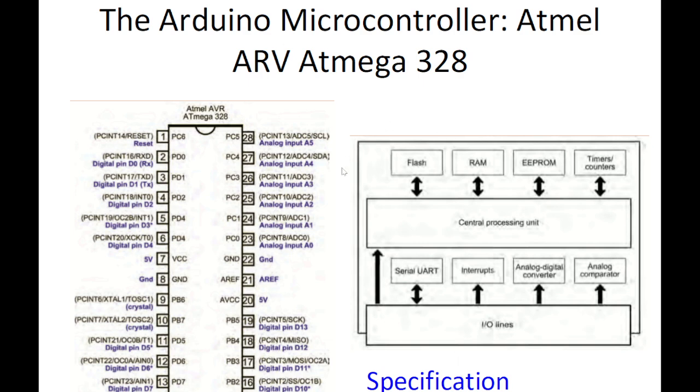This is a high level block diagram of this Atmega 328 chip. It has a CPU, which is basically the processor. It has flash, RAM, different types of memories. It has the timers and counters circuitry, an analog comparator, and an analog to digital converter. The analog comparator is basically kind of an op amp. You can use it for numerous purposes. It has an interrupt block and the serial UART within it.